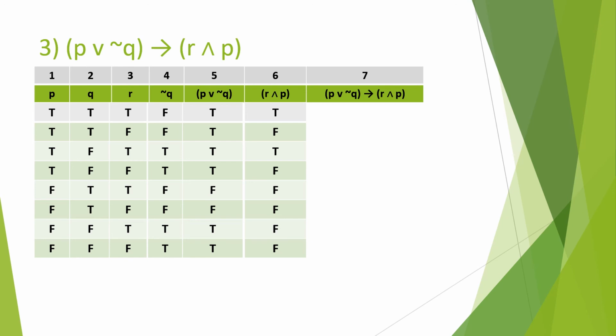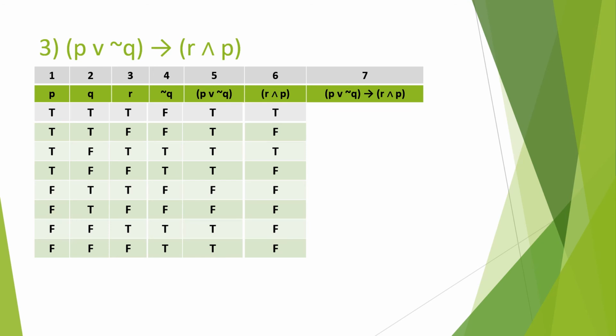Now for the seventh column, in between we have implication. Rule for implication is only true implies false is false, otherwise any implication is true. So P or negation Q, that is column number 5, implies R and P, that is column number 6. So first consider column number 5 and then column number 6.